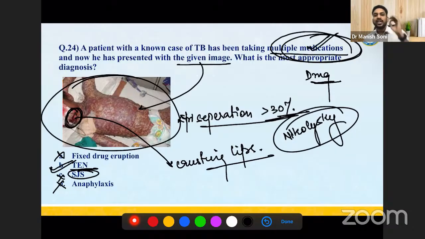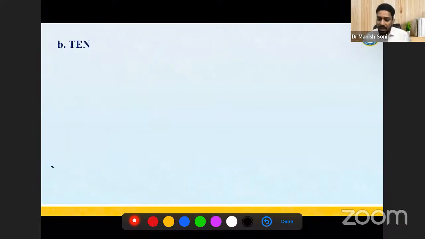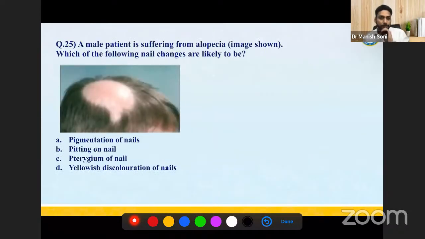So with this, we come to the last question for today's discussion. This is also a repeat question. This question has already been asked in your exam. You can just see the image and answer it. The patient is suffering from which disease? Yes, type your answer in the chat box. A male patient suffering from alopecia. Which of the following nail changes is associated?